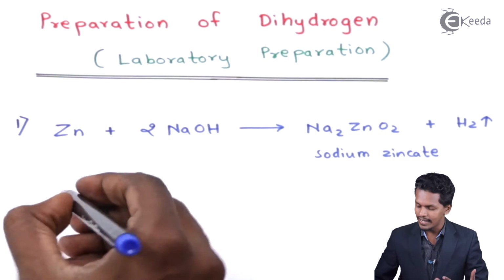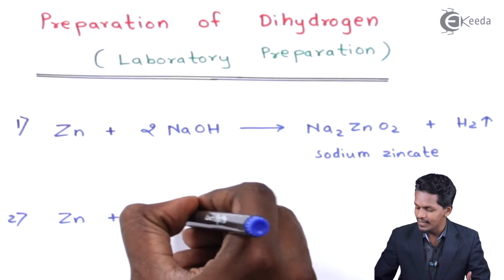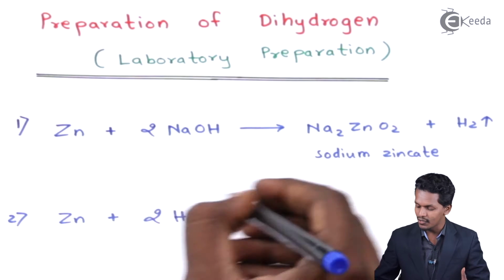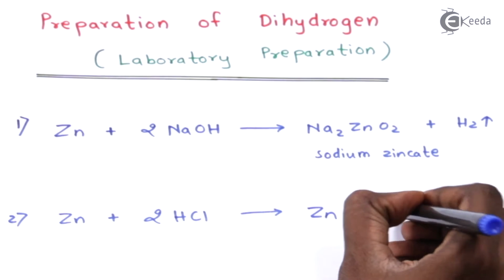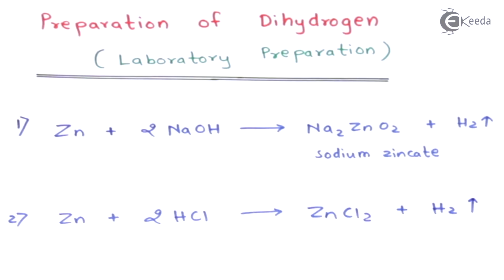Suppose we react zinc with a strong acid like HCl. Again, the reaction takes place in such a manner that we get a salt, which in this case is ZnCl2, along with the evolution of hydrogen. So here also we have synthesized hydrogen during a chemical reaction.